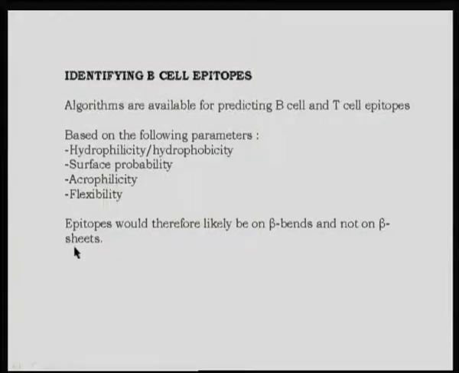Since we talked about hydrophilicity, surface probability, etc., B cell epitopes would likely be on beta bends and loops, and not on beta sheets, because in protein molecules the beta sheets are usually stacked inside the molecule, are internal, and it is the loops that join these beta sheets, and the determinants would be on the loops.